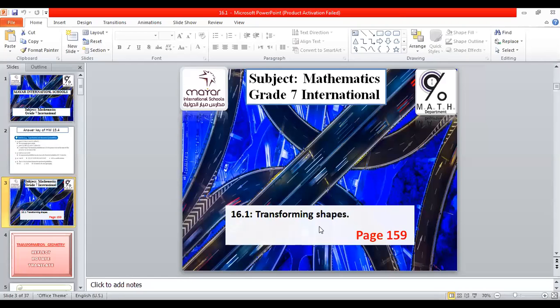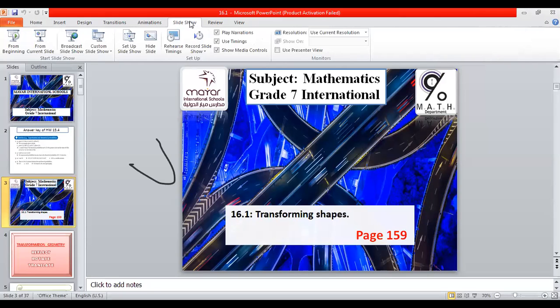Okay guys, today we'll start a new chapter which talks about transforming, and the first lesson in this chapter is about transforming shapes. Guys, in transforming shapes there are three kinds of transforming.